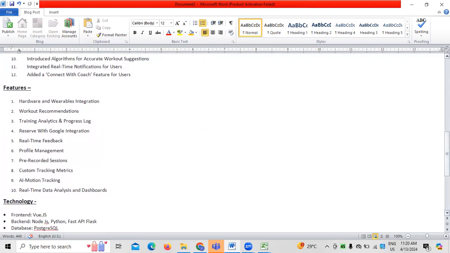When it comes to the features, there are different features like hardware and wearable integrations. Next, workout recommendations are required, which depends on the individual performing the fitness, participating in the fitness programs and activities. We need to provide some workout recommendations to them. At the same time, training on the analytical progress log so that we'll know about the progress and digital dashboards. So real-time data analysis and dashboards are required.